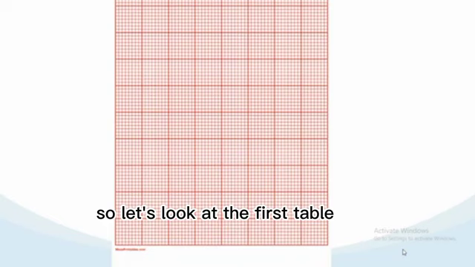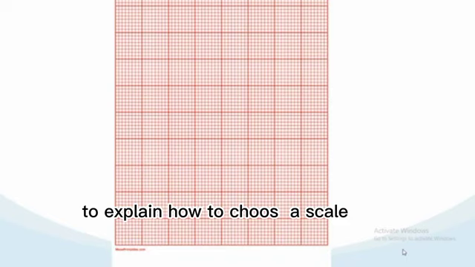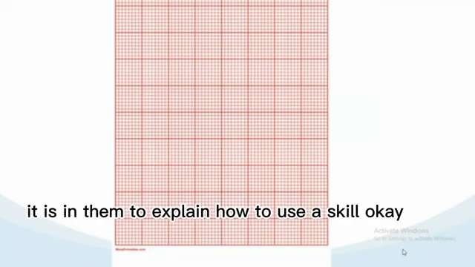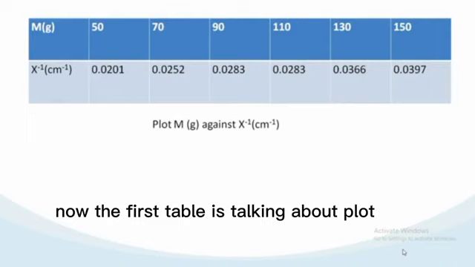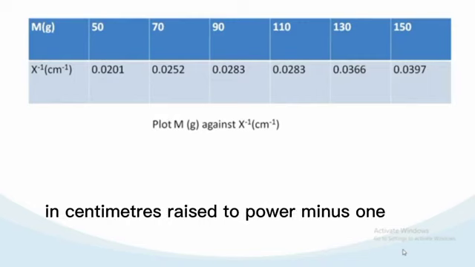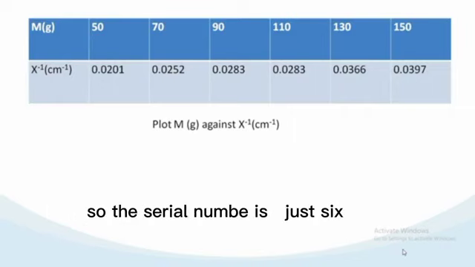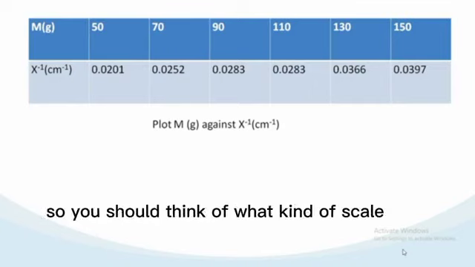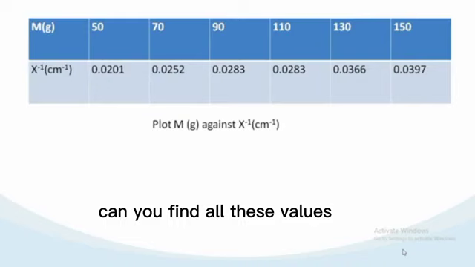So let's look at the first table. In this video, I have 4 different tables with different readings in them to explain how to choose a scale. The first table is to plot a graph of mass in grams against inverse of distance in centimeter per minus 1. The serial number is just 6 for this. We have 50, 70, 90, 110, 130, and 150. So you should think of what kind of scale can fit all these values.